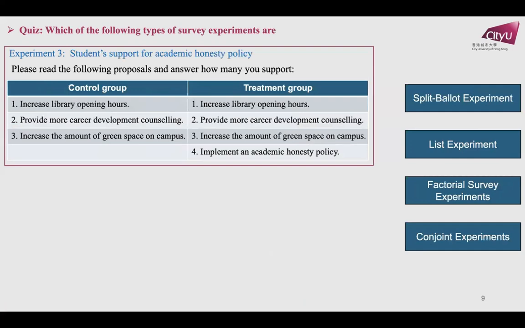And for the third one, the university wants to know students' support for an academic honesty policy. So they provide the control group with a list of, say, 3 items and the treatment group with a list of 4 items. We can say the first 3 items are the same in both control and treatment groups, but in the treatment group, they add an additional item that asks whether the student supports the implementation of an academic honesty policy. So this is a list experiment.